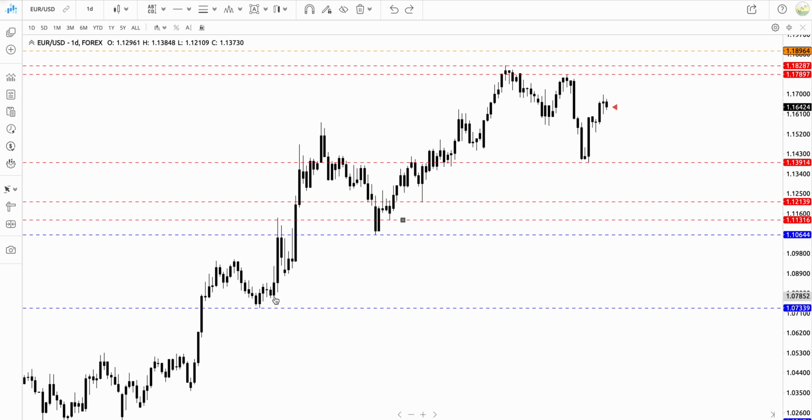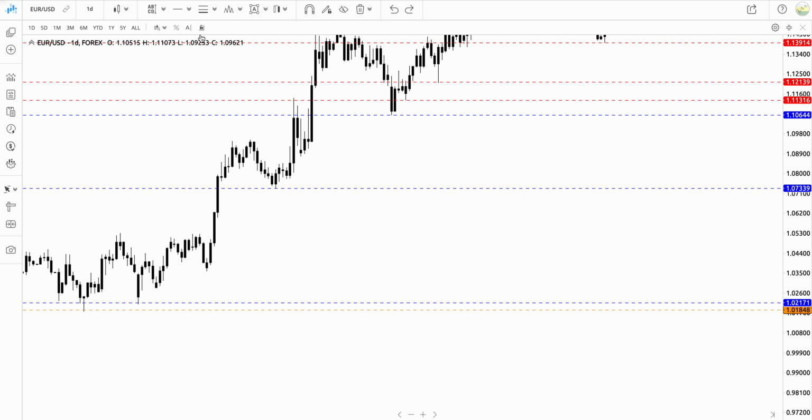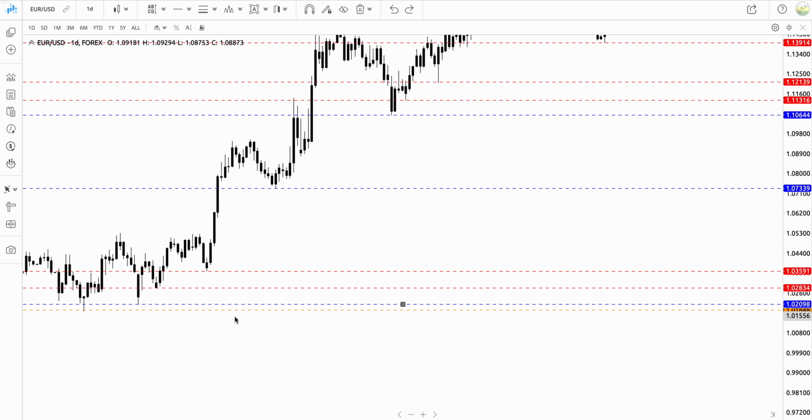So I'm looking. I don't think I have any levels there, but I do have a level here, and then we do have a level here. So I'm going to adjust this. We're going to pull these down.